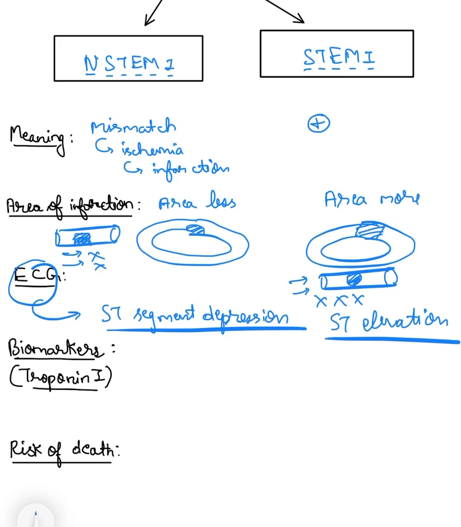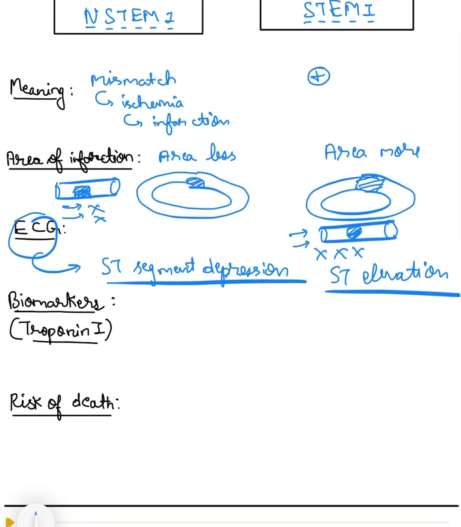Although NSTEMI is a less severe condition, whereas STEMI is a much more severe condition, and many a times it is fatal. The biomarker we are going to check here is mainly TROP-I. Other than TROP-I, other biomarkers like LDH and AST are there, but what we check is TROP-I, and TROP-I is elevated here. It's elevated in NSTEMI also, but the degree of elevation of troponin I is more in STEMI.